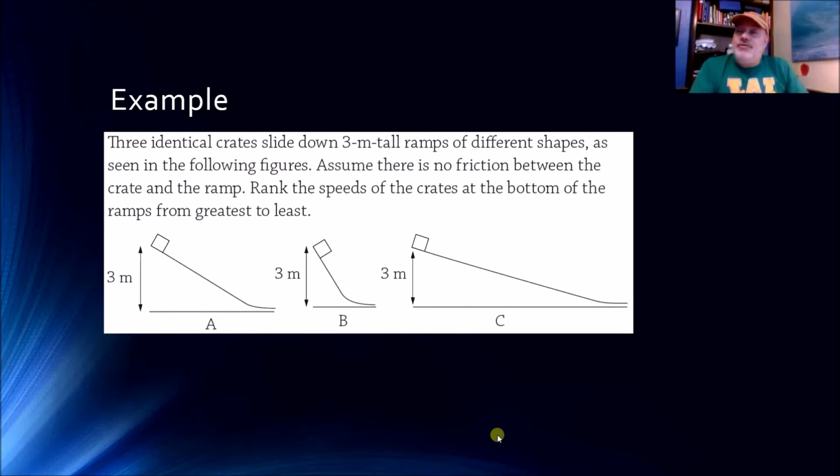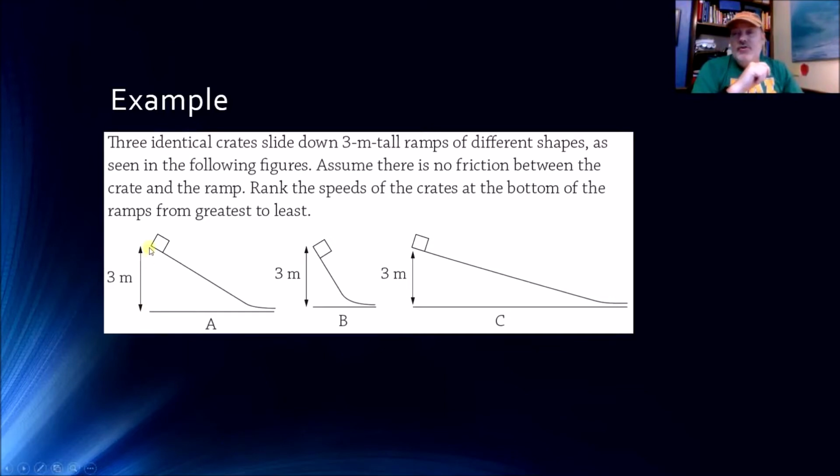All right, next question. We have three identical crates that slide down 3-meter tall ramps of different shapes as shown in the figure. Assume there is no friction between the crate and the ramp. Rank the speeds of the crates at the bottom of the ramps from greatest to least. Okay, what should our system be? Well, it's change in height again, right? So I'm going to include the Earth in my system along with the box so that I can have gravitational potential energy and kinetic energy.